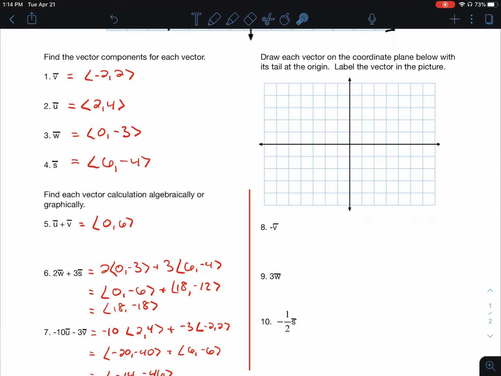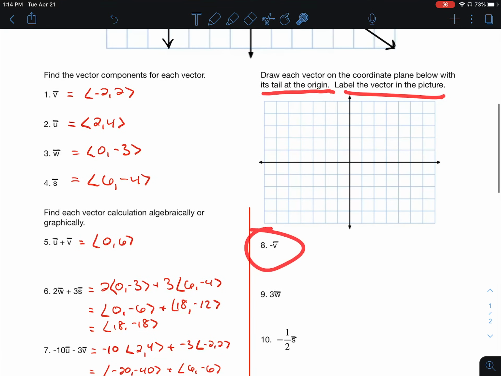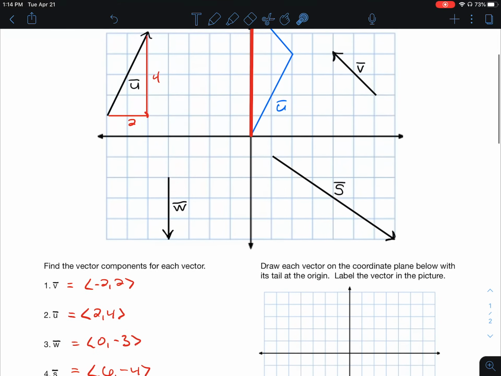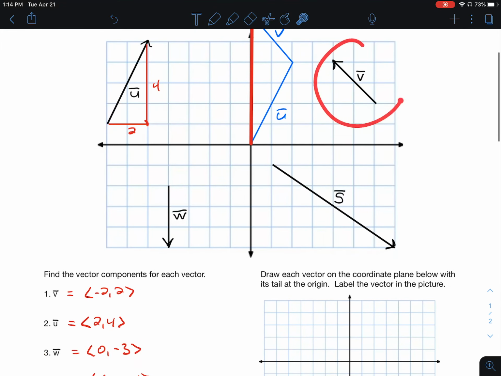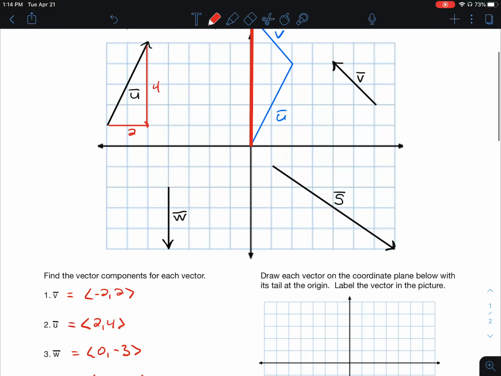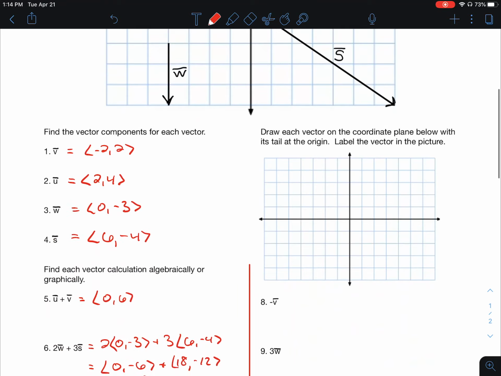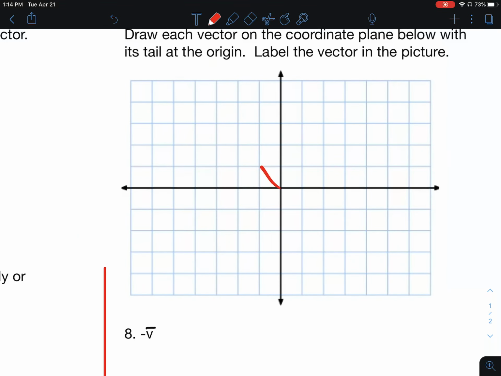For these last three problems, draw each vector on the coordinate plane below with its tail at the origin. Label the vector in the picture. So 8 is negative vector v. So vector v up here, which is this fella, went left 2 and up 2. So I'm just going to draw this for reference. This was the original vector v. This negative means we change the direction. So instead of up and to the left, it's down and to the right. Magnitude hasn't changed, it's the same length. So this would be negative vector v.